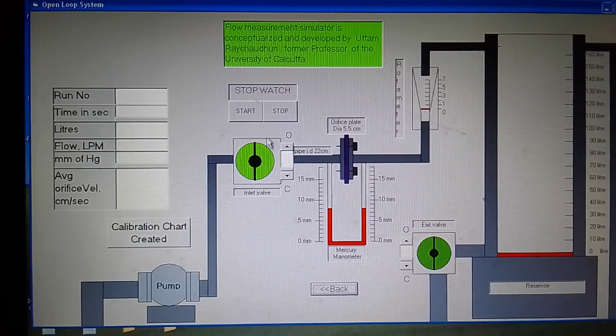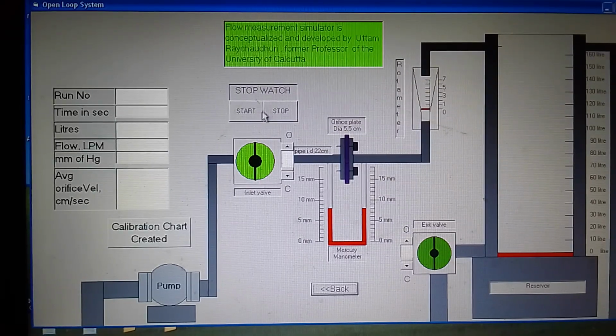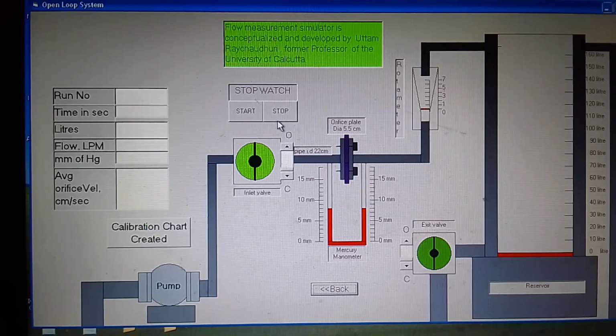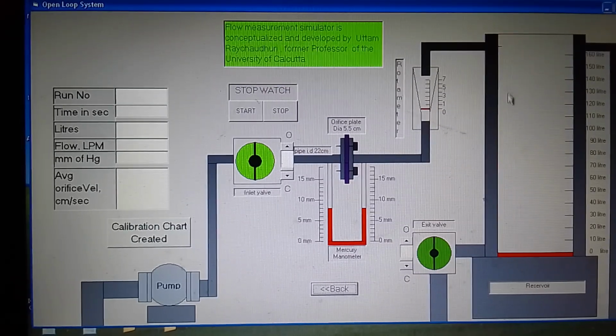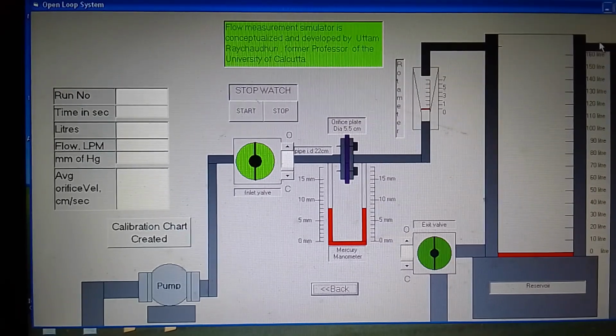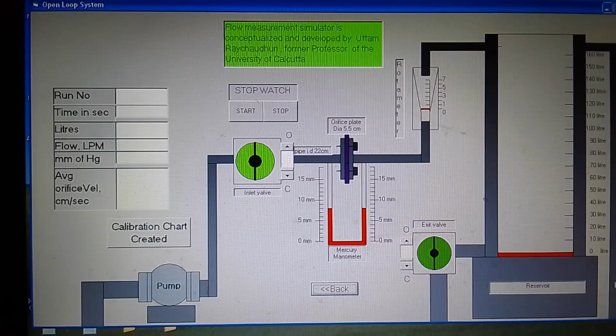You will find here the inbuilt stopwatch, which can be started and stopped as and when required, and there is a pump which draws water. It goes through a pipeline of ID 22 centimeter, through an orifice plate of 5.5 centimeter hole, and then finally goes to a rotameter and falls in a vertical tank which has a capacity to hold 160 liter of water, and excess water will overflow back to the reservoir.